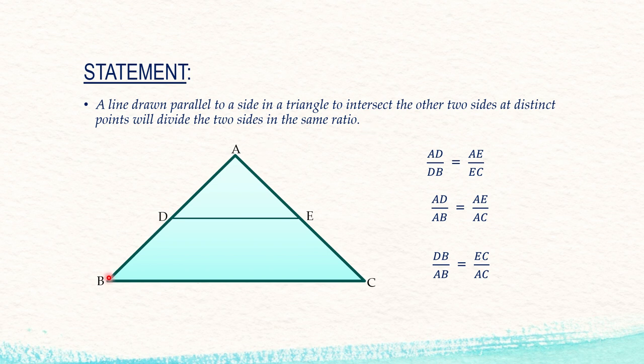Here we have a triangle ABC and a line DE parallel to side BC, intersecting AB at D and AC at E. We have to prove that AD by DB equals AE by EC, one of the ratios, or it could be AD by AB equals AE by AC, or otherwise DB by AB equals EC by AC. Here we are going to prove the ratio AD by DB equals AE by EC.